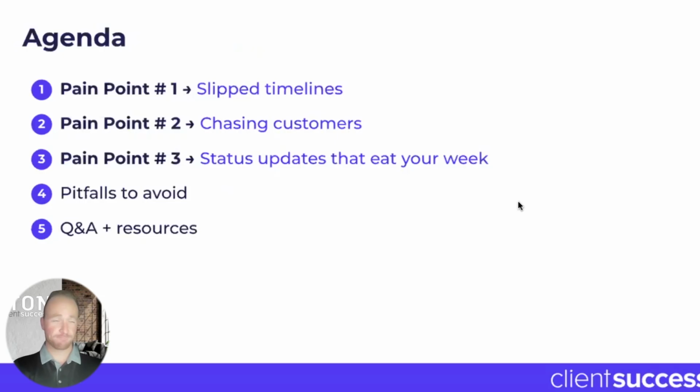Covering the quick agenda, those three pain points that we're going to be covering today: number one, slipped timelines. Number two, the constant chase of customers. Hey, we need this, we need that. And number three, status updates that just eat your time and your week. And then we'll wrap it up with the common pitfalls to avoid.